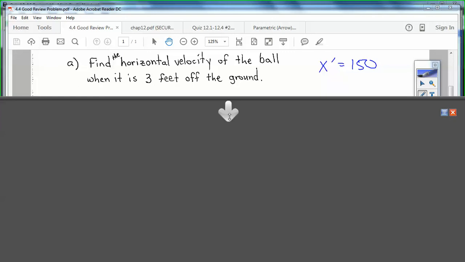3 feet off the ground would be what, x or y? That'd be the y. 3 feet off the ground would be the y. So you would plug a 3 in for y right there, and you would find what t gave you that. And then that t would go over into the x prime, right? So that problem could have been more difficult with a different parametric equation. So understand that. The 3 could have been important. 3 feet off the ground is the y, so 3 would go right there, solve it, take that t, plug it into there. But as it turned out, it was 150.